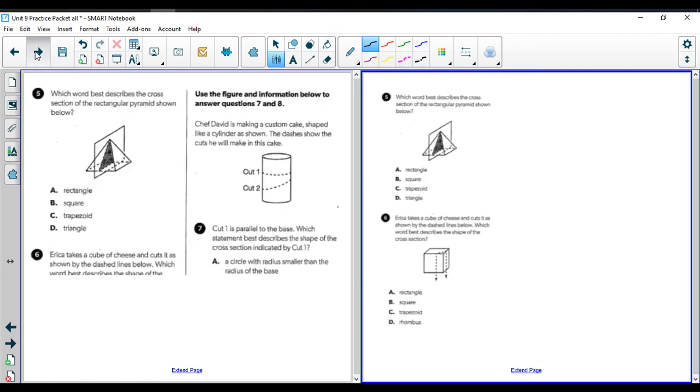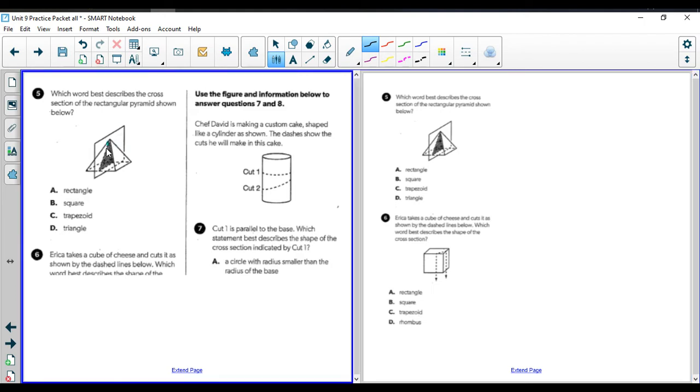For question 5, I'm going to jump ahead here. We're going to look at question 5 and 6. I have these all over the place here. Question number 5, which word best describes the cross-section of the rectangular pyramid shown below? So looking at it, it slices through these 3 different sides here, which means we're going to end up with a triangle.